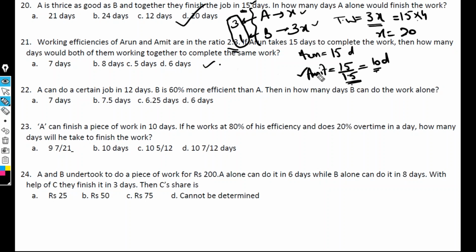Sarah, if your efficiency is 1.5 times, just divide the value by 1.5. If your efficiency is 2 times, divide the value by 2. If your efficiency is half, divide the value by 1 by 2. Is it done, Sarah?